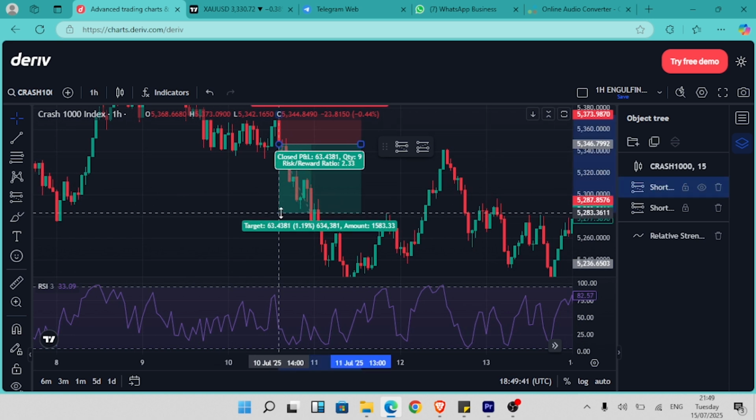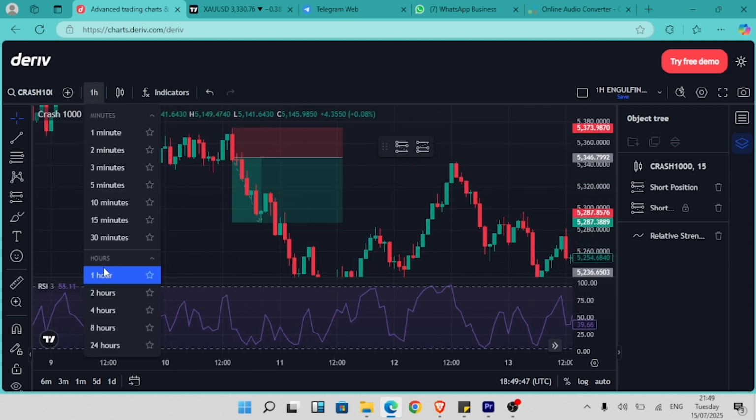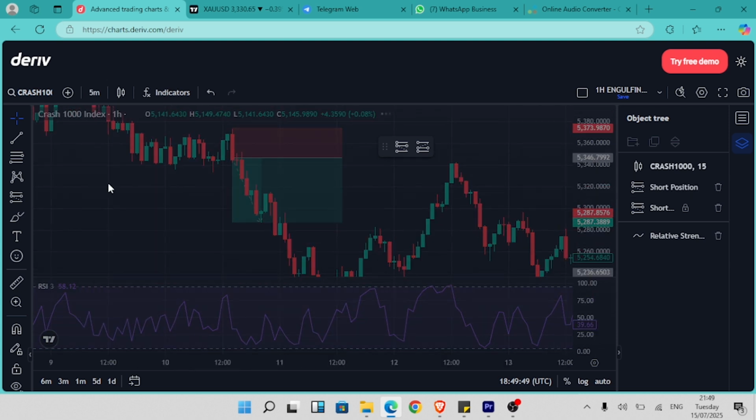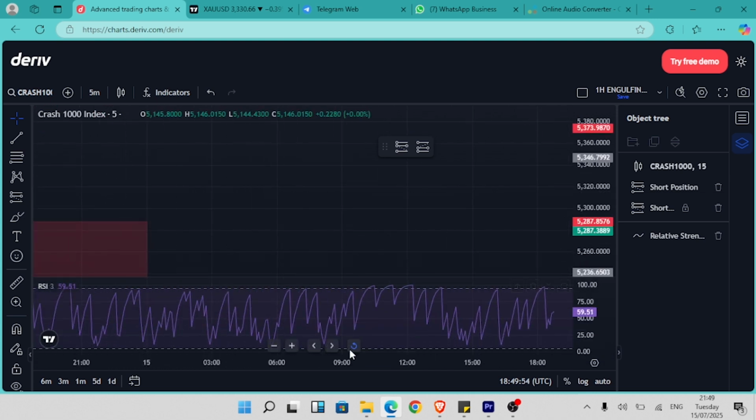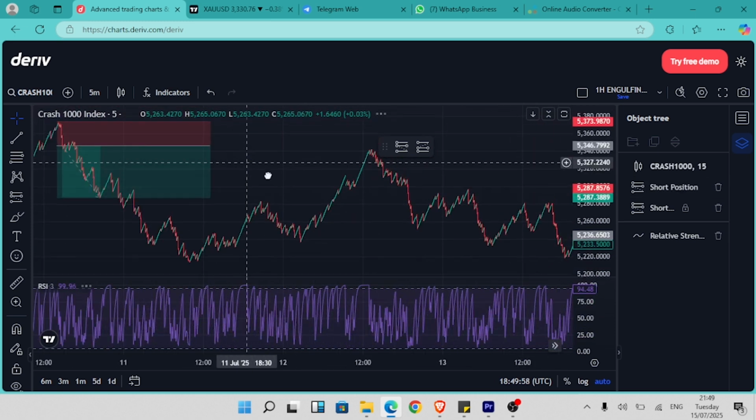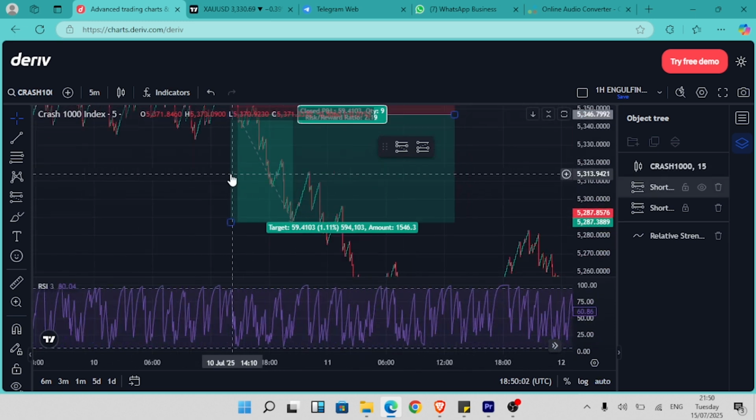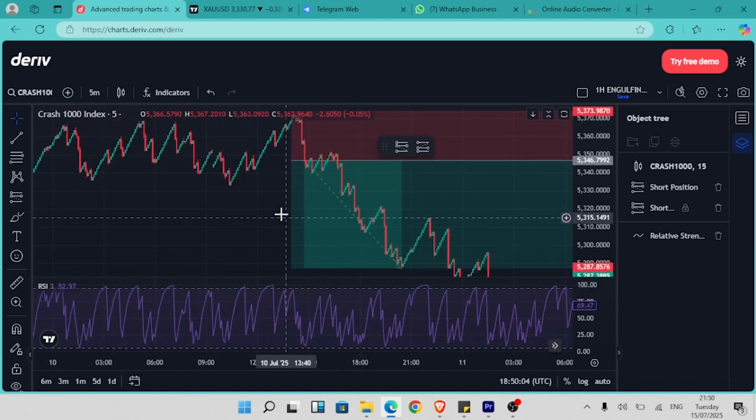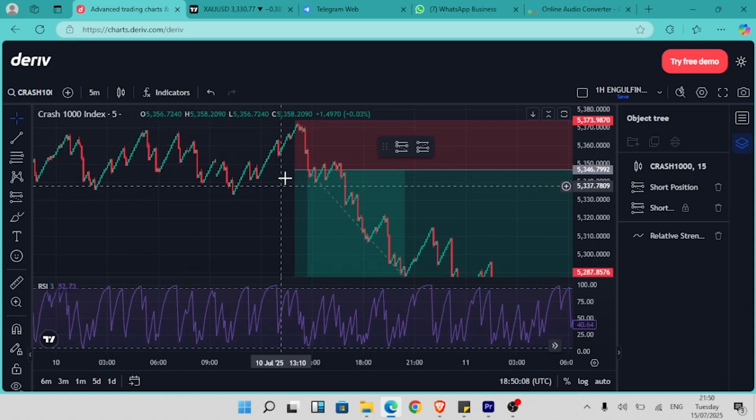a risk to reward ratio of 1 to 2. Okay, and then you go to the 5-minute time frame. Let's see where it is. So this was our first one, this was a second one, we have it here. This moved quite fast. You might have missed out on several opportunities in this move.